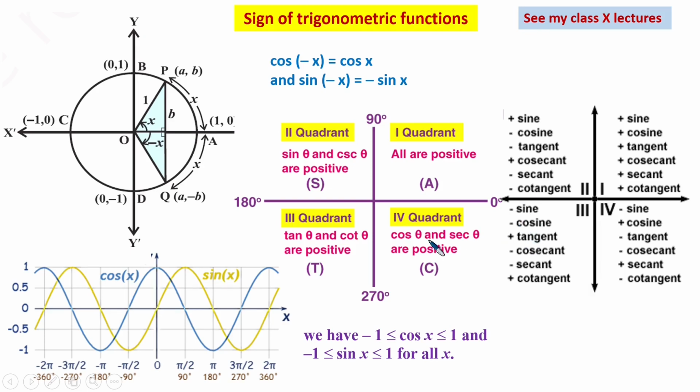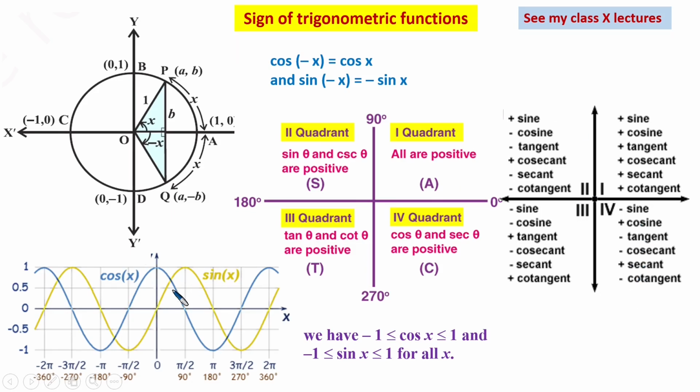Similarly for the third quadrant, your sine is negative and your cos is also negative. So sine by cos will be positive. So tangent is positive. If tangent is positive, then inverse of tangent, cotangent, is also positive. Similarly in the fourth quadrant, your cos is positive, but sine is negative. So sine by cos, tangent, is negative. Your 1 by sine is also negative. But 1 by cosine, secant, is positive.